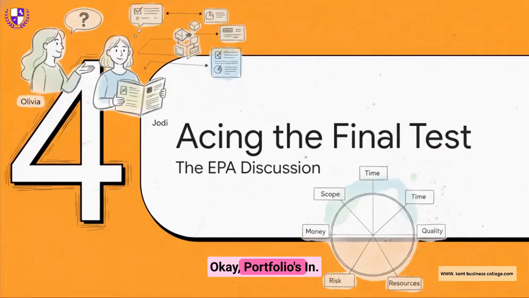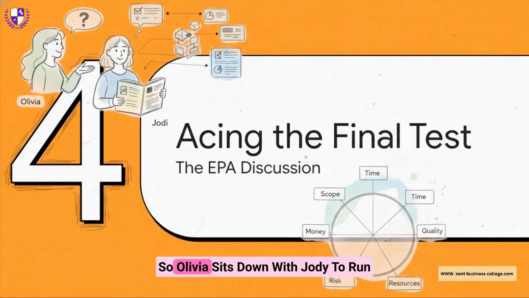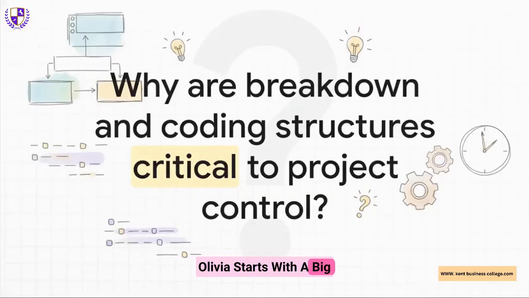Okay, portfolio's in. But there's one last hurdle, the endpoint assessment, or EPA. This is the big one. It's a professional discussion that decides if she passes her apprenticeship. So Olivia sits down with Jody to run through the kinds of questions that are definitely going to come up. Olivia starts with a big, foundational question. This is probably the most common question you can get on K6, and it's all about testing if you really get why this is so important.